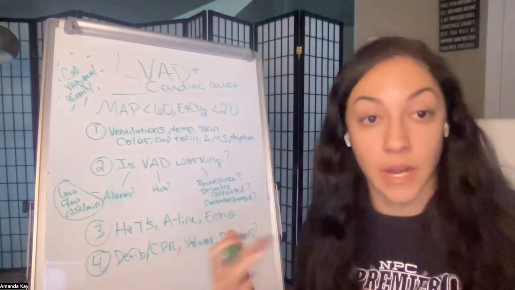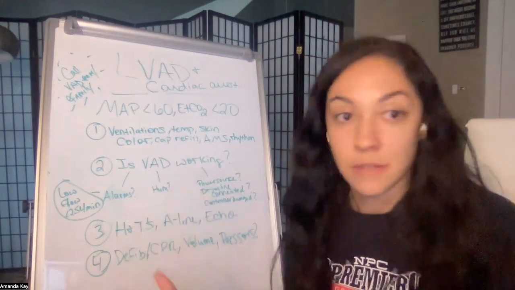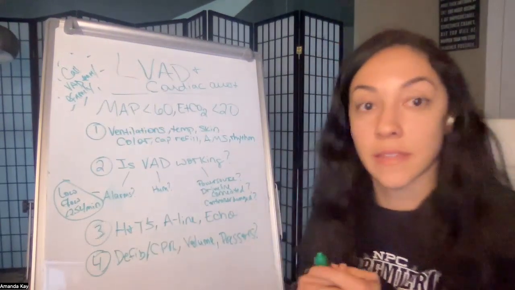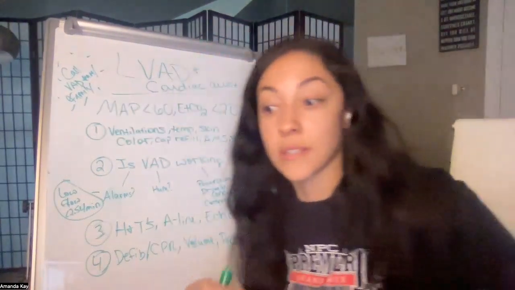And then what is their rhythm, right? Looking at what their rhythm is. Do they have an ICD? Have they been shocked? Do you think that you witnessed a shock or anything like that, right? And assessing that rhythm from there. Okay. So that's your first thing, is that overall assessment.